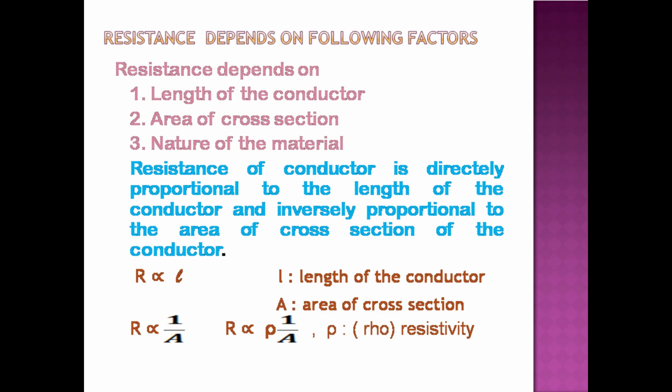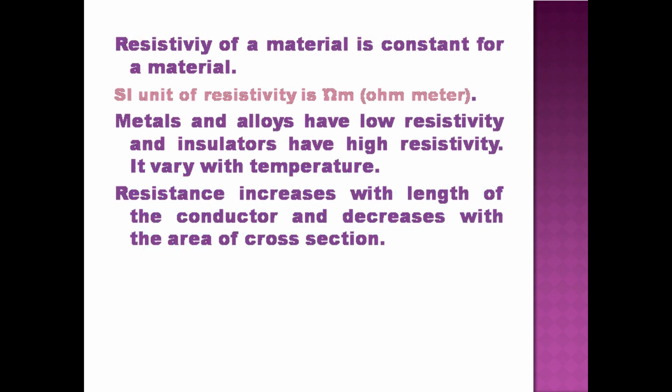Mathematical form can be seen in the diagram. Resistivity of a material is constant for a material. SI unit of resistivity is ohm meter. Metals and alloys have low resistivity and insulators have high resistivity. It varies with temperature. Resistance increases with the length of the conductor and decreases with the area of cross section.